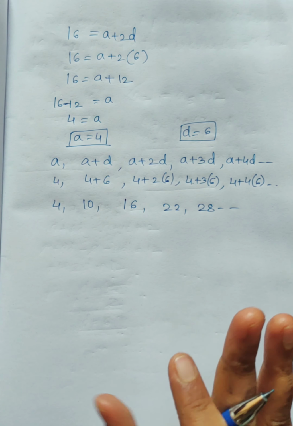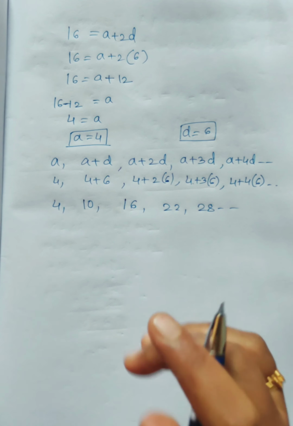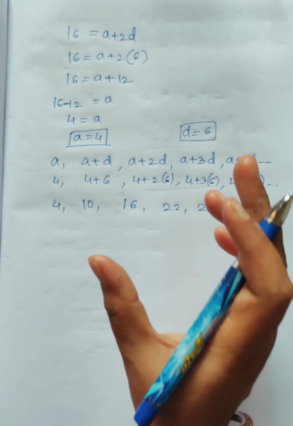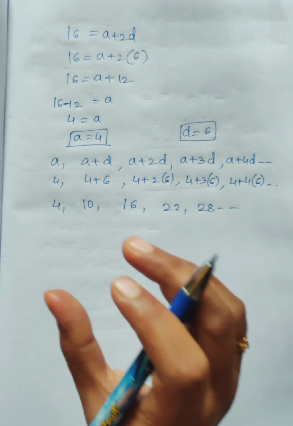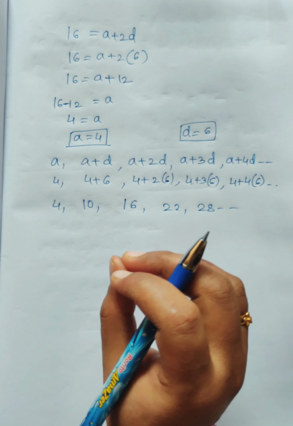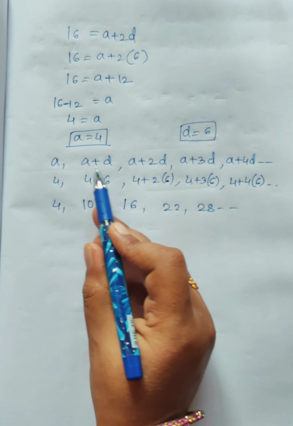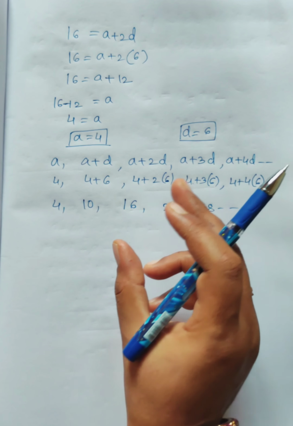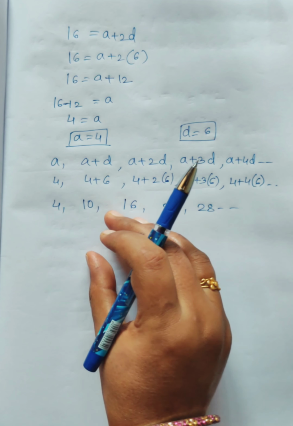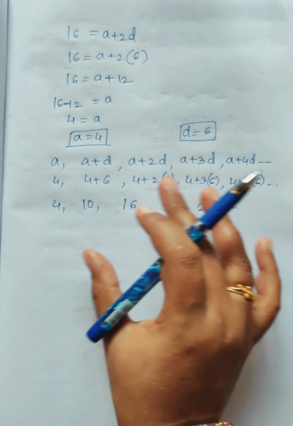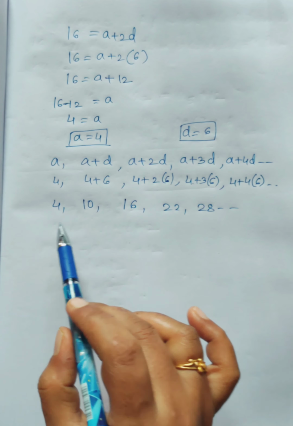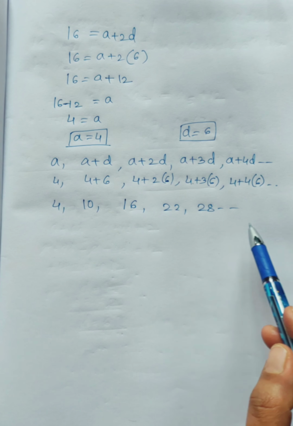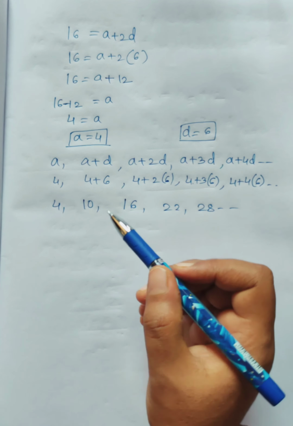Now see, using the question we have found out the common difference and the first term. And using these two values, when we write the general formula of AP, that is A plus D, A plus 2D, A plus 3D, A plus 4D, then we substitute the given values, and it becomes very easy to form an AP. Now see, it's very simple to form an AP. Now this is an AP. So this completes the proof.